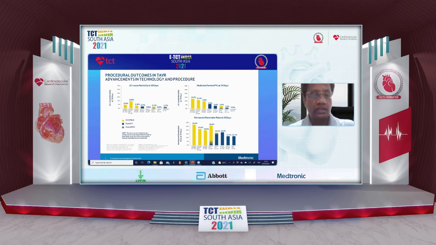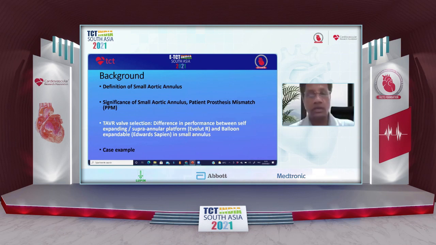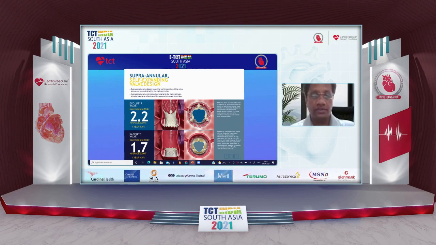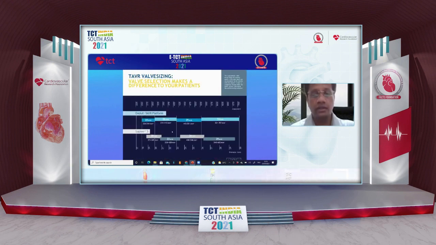So how will we select our TAVR valves for the small annulus? And this is a very important slide which shows that the self-expanding Evolut, the opening is above the native annulus. So it gives you that extra, additional orifice area compared to the balloon expandable valve, which are intra-annular. And this does reflect into outcomes.